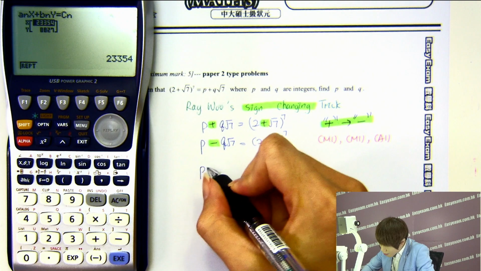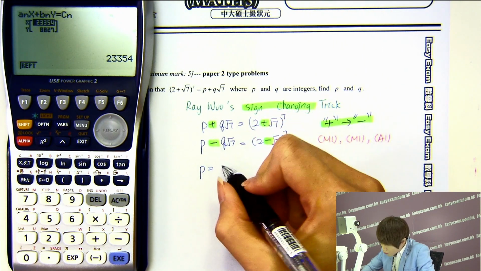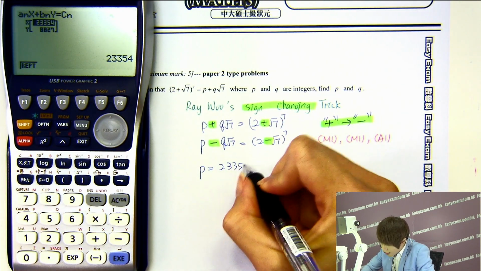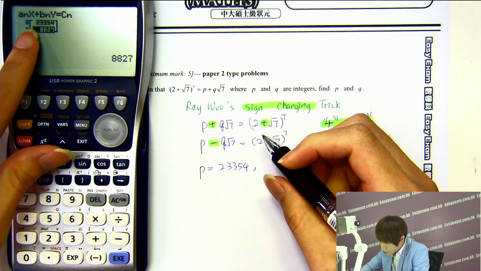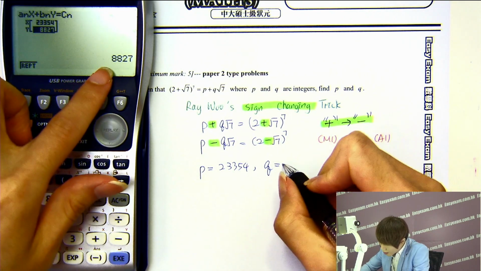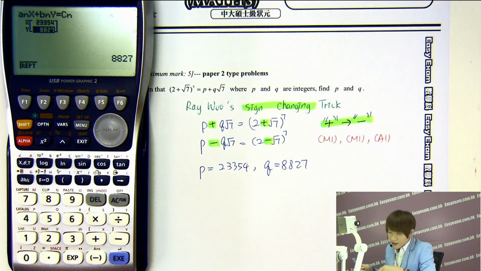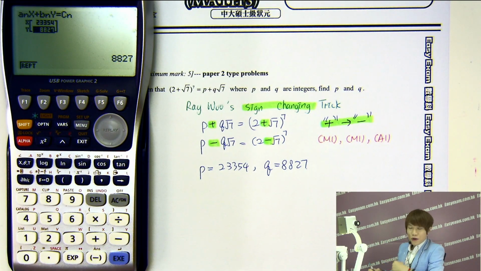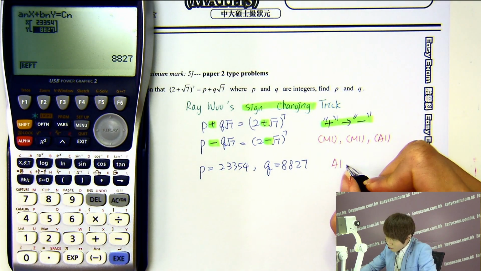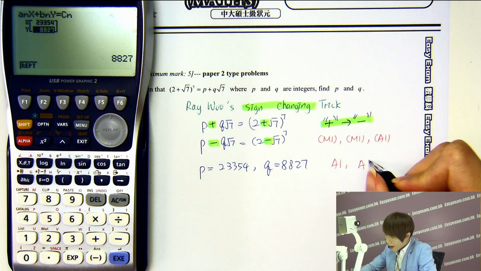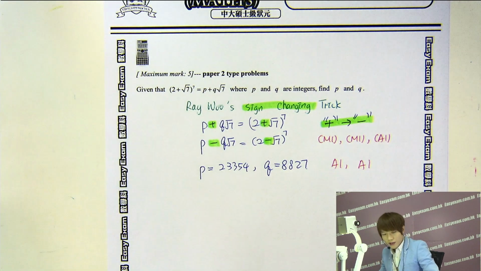The first number corresponds to p, which will be 23354, and the next number corresponds to q, which will be equal to 8827. So if you get this right, you will be awarded A1 for the correct value of p and A1 for the correct value of q.